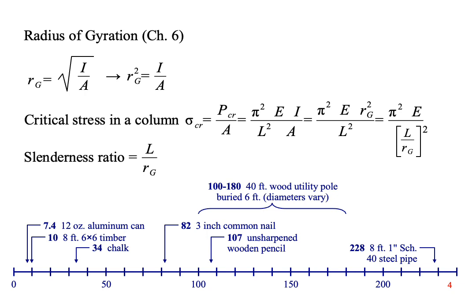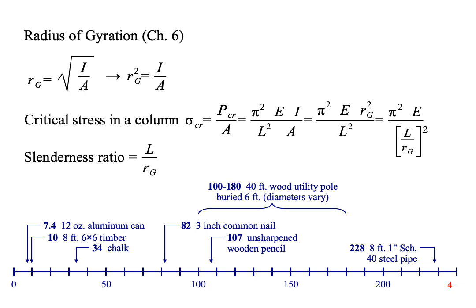Cast your mind way back to Chapter 6, where we calculated the radius of gyration of a cross-sectional area. It's equal to the square root of I over A. Divide the Euler critical load by the cross-sectional area of a column, and you have the critical stress. This is the stress in the column when buckling starts, and it's less than the yield strength of the material.